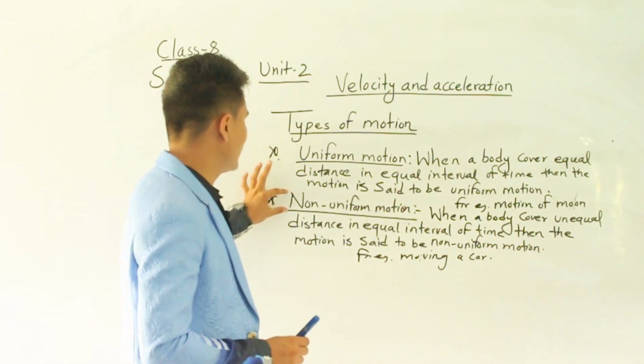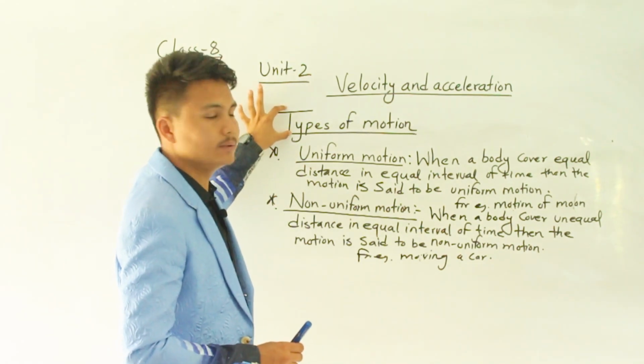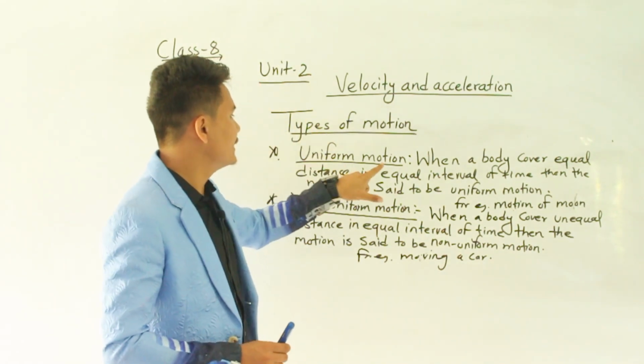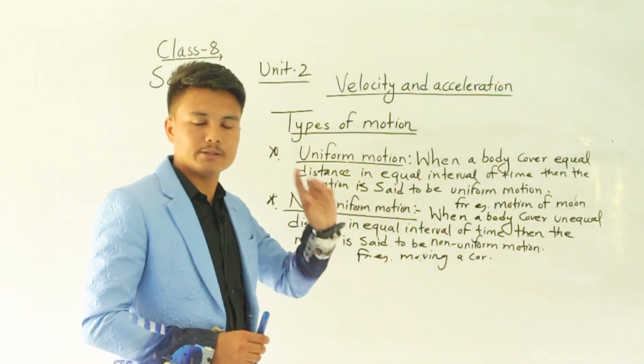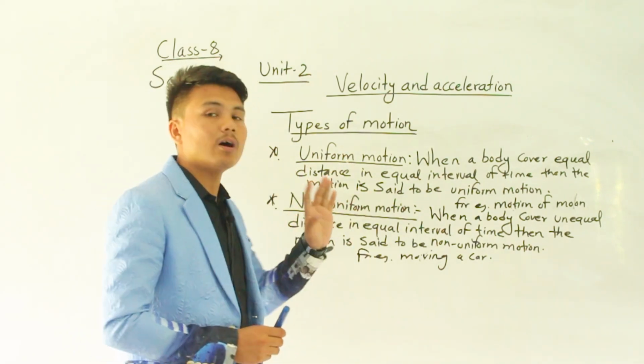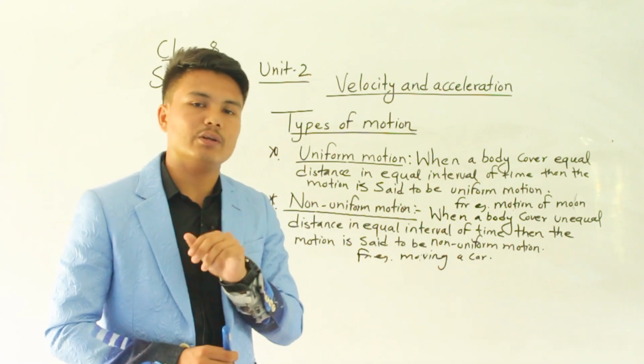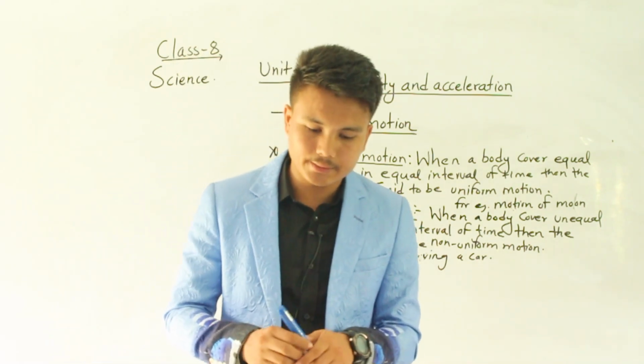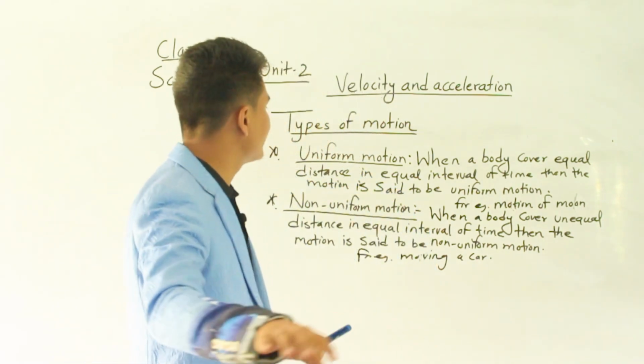Uniform motion and non-uniform motion are the types of motion. Uniform means equal distance in equal interval of time. Just remember that. Non-uniform means unequal distance in equal interval of time. Okay, clear? Okay, so let's move on to another topic.